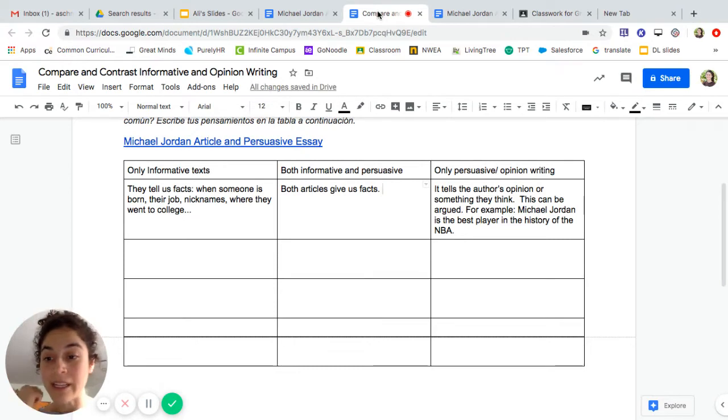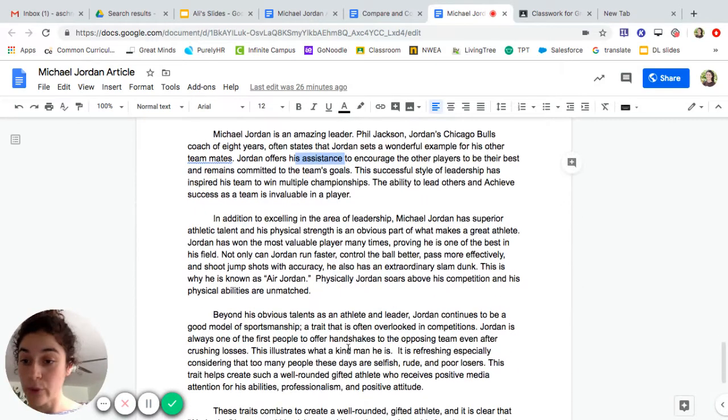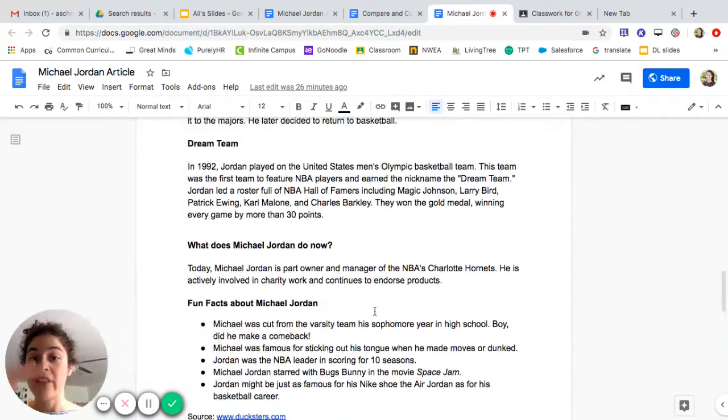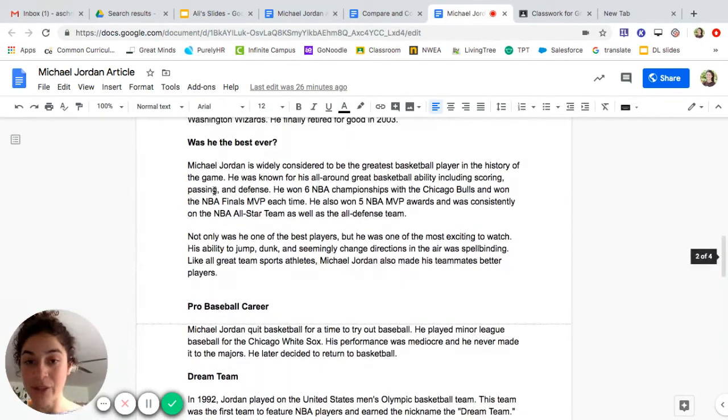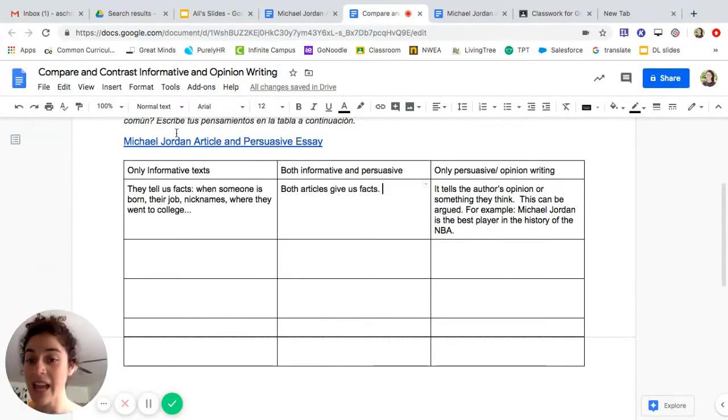So now I'm going to leave it up to you. Your job now is to look back through these articles. So the link is right here. Click on this link on your own computer and look back through the persuasive essay, read through the rest of it, look back through the article all about Michael Jordan and see what do you notice is only in the informative text. And what do you notice is only in the persuasive text? And what is something that they both have in common?